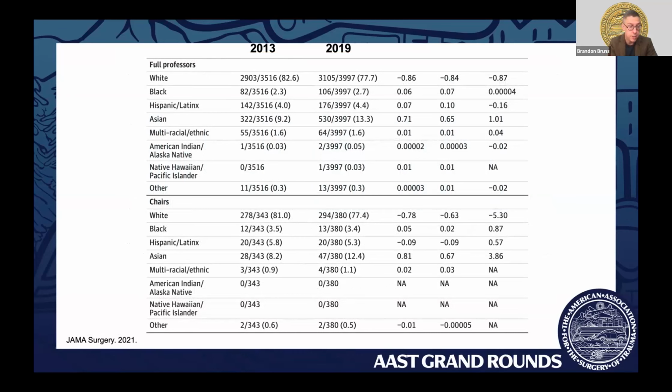The greatest magnitude of underrepresentation along this pipeline has been Black surgeons. They're represented at 2.7% of full professors in 2019. Hispanic Latinx, only 4.4% of full professors. For chairs, the numbers are even lower. It's 5.3% for Hispanic Latinx and 3.4% for Black surgeons.